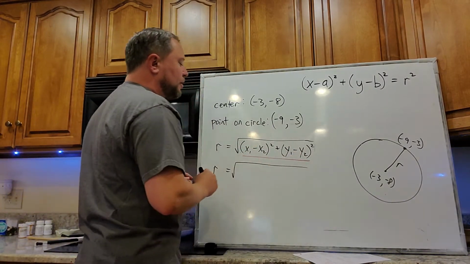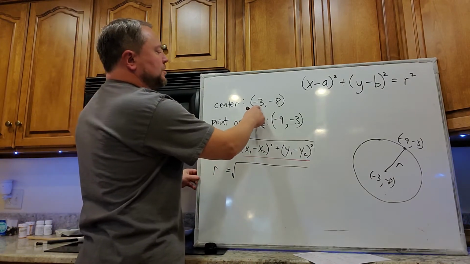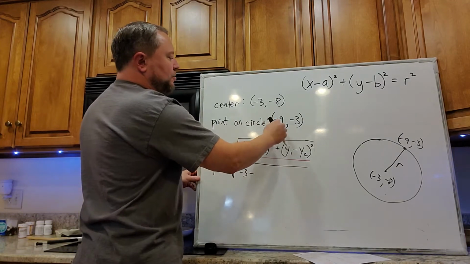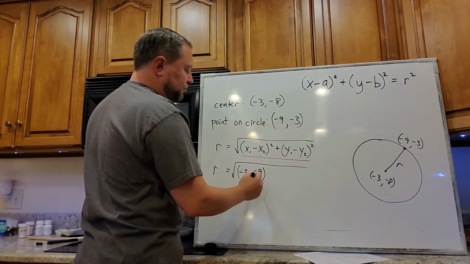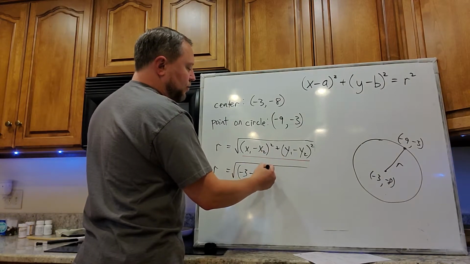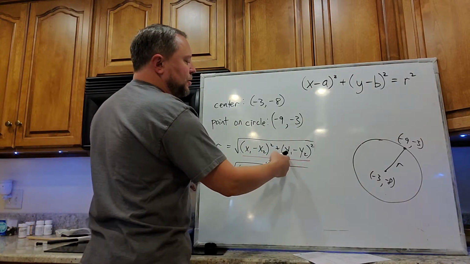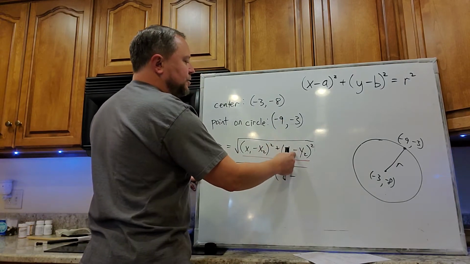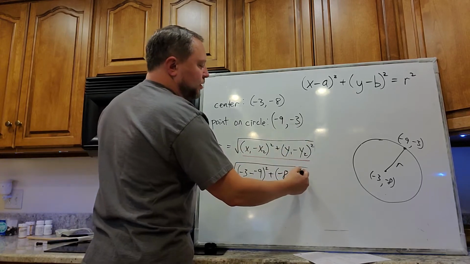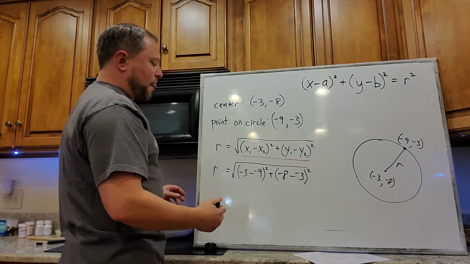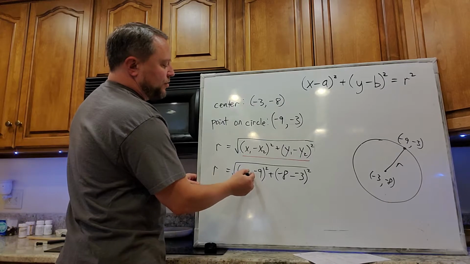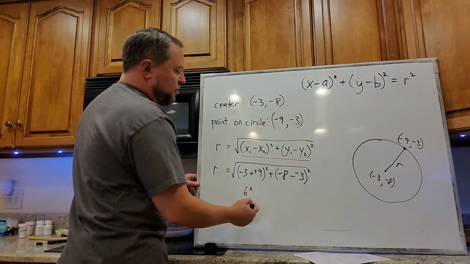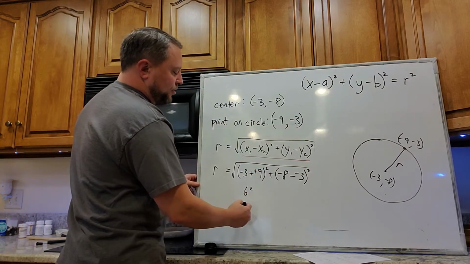For right now, I'm just going to go ahead and start calculating this inside here with the square root around it. Your first x value was -3 minus the other x value, -9. And don't forget to square that, plus the first y value, -8, minus the second y value, -3, squared. This creates a double negative, so that becomes plus positive. 9 plus -3 is 6. 6 squared is 36.